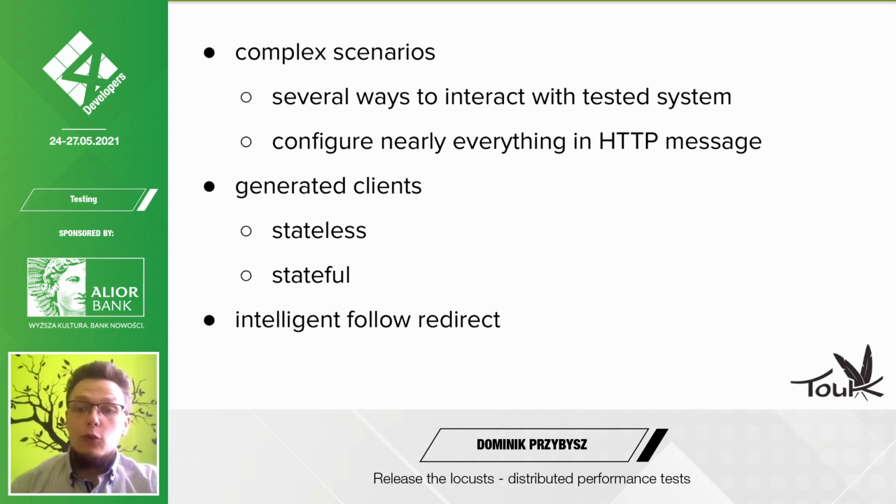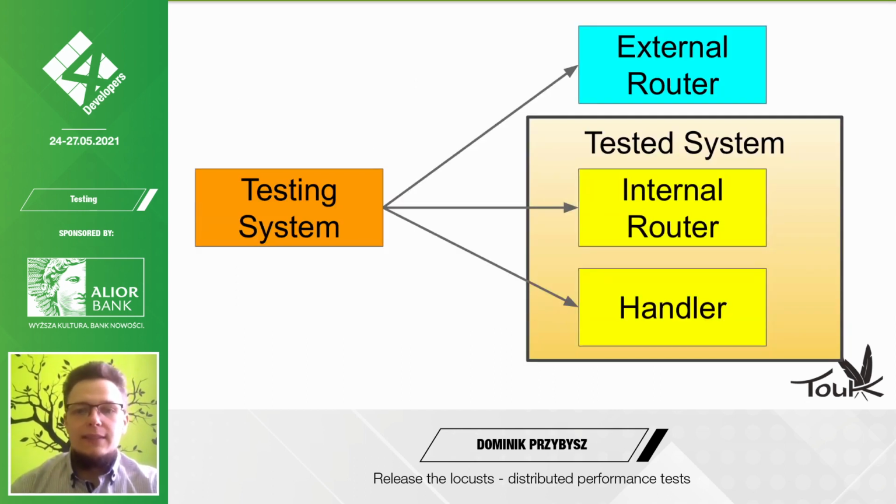We also need intelligent follow redirect. It means that in our testing environment, sometimes we have to read from some external router the information about where some resources are stored in our tested system, and we don't want to measure the request to such an external router, only the calls to our tested system, no matter how many redirects we have in our tested system.